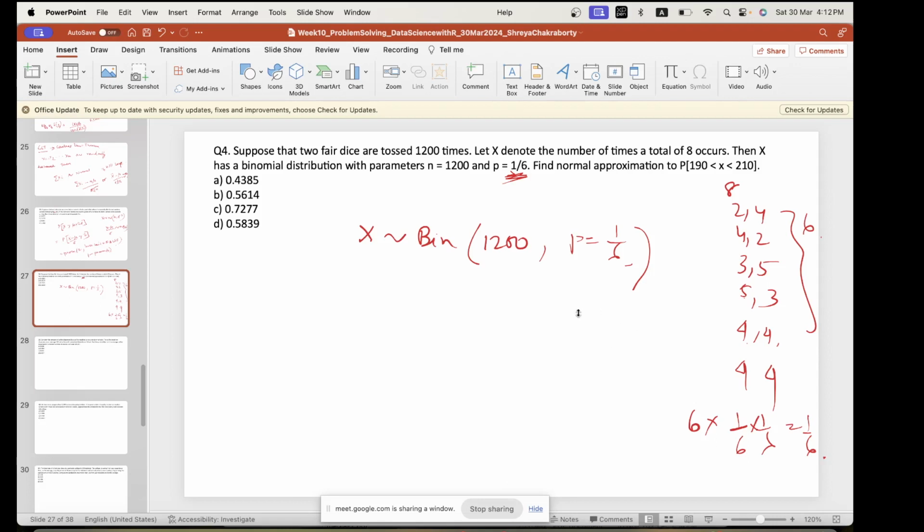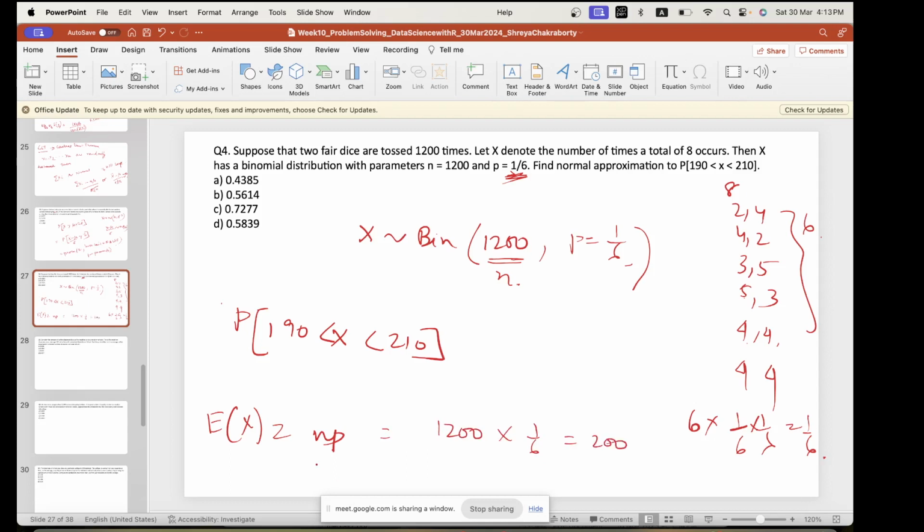Then find the normal approximation. So we want probability 190 less than x less than 210. Since n is large, we can apply the normal approximation. For that, what do we need? Expectation of x is how much? This is np. So this will be 1200 into 1 by 6, that is 200.